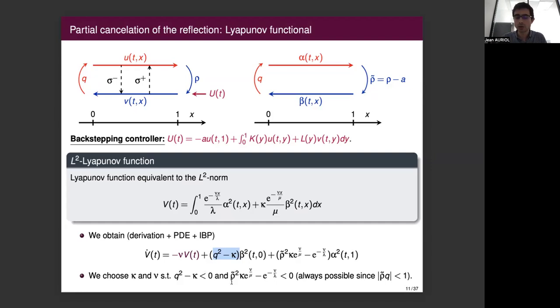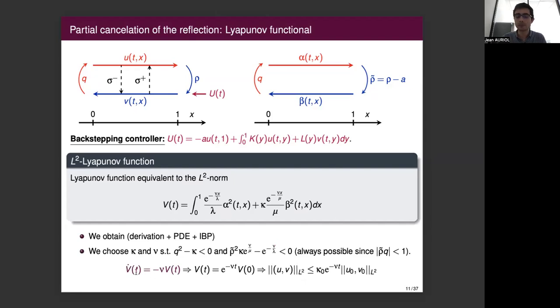then you can choose kappa and nu such that these two conditions are verified, and you will get V dot equal to minus nu V. In our case, it's not equal, it's smaller than, but you can choose it to be an equality if you want. And so it gives you the exponential stability, using the equivalence between the Lyapunov function and the L2 norm of alpha and beta, and then the equivalence between the L2 norm of alpha, beta and of u, v due to the invertibility of the backstepping transformation. So this is a nice Lyapunov function to characterize the stability of the closed loop system.